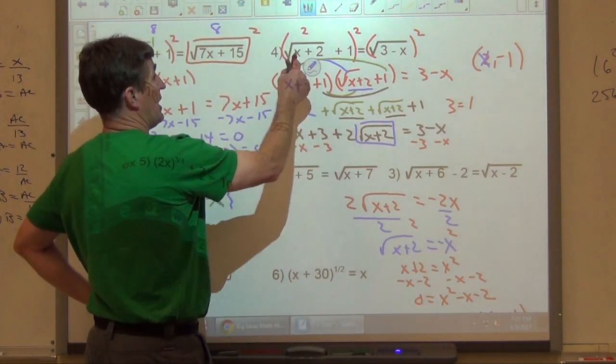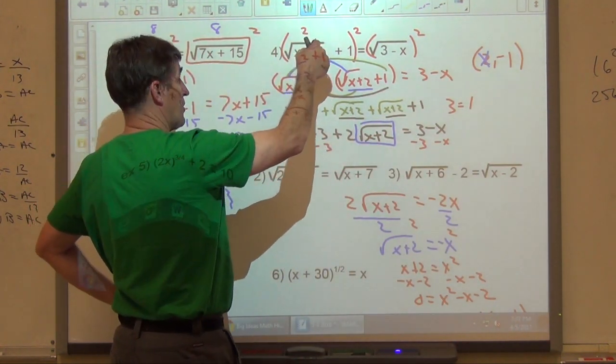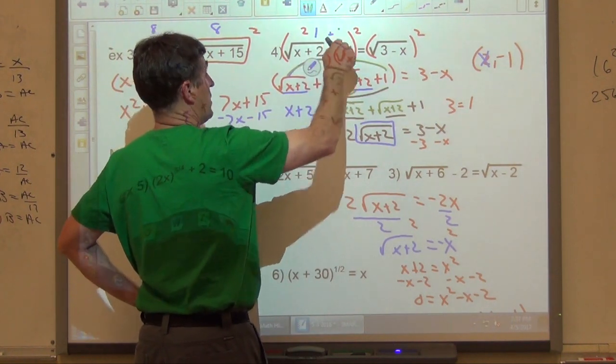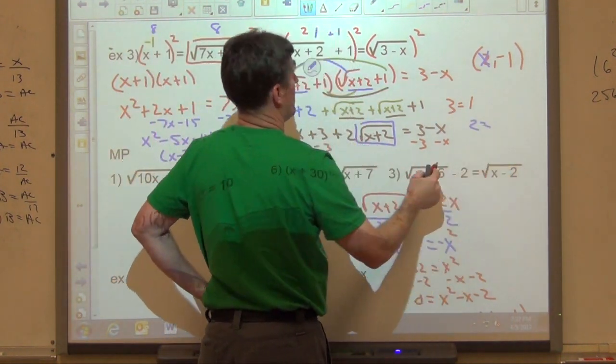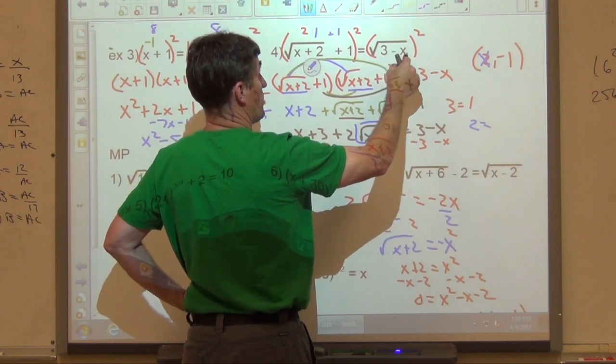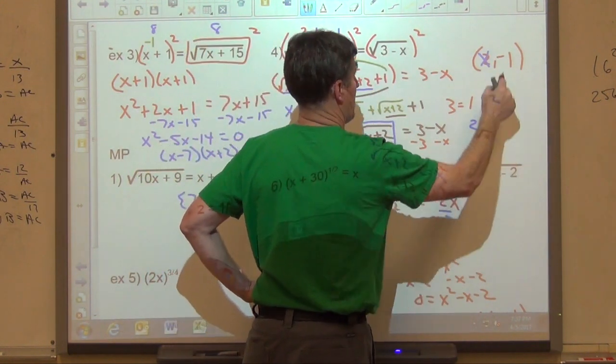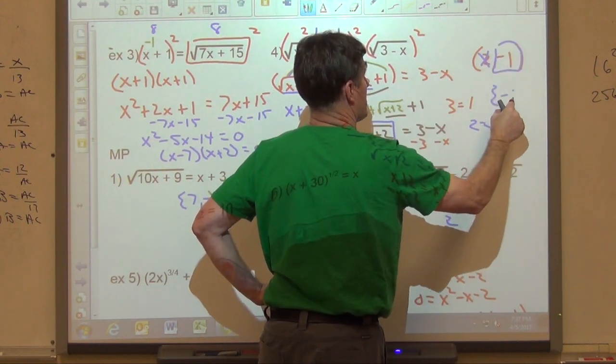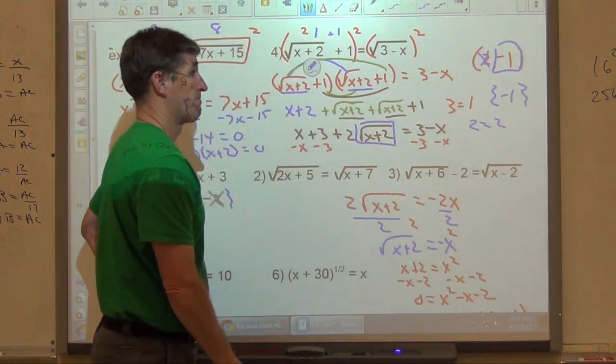So now let's try negative 1. Negative 1 plus 2 is 1, and the square root of 1 is 1, and 1 plus 1 is 2. And if I plug in negative 1 here, I get 3 minus a negative 1, which is 4, and the square root of 4 is 2, so that does check. And so my answer that works is negative 1.